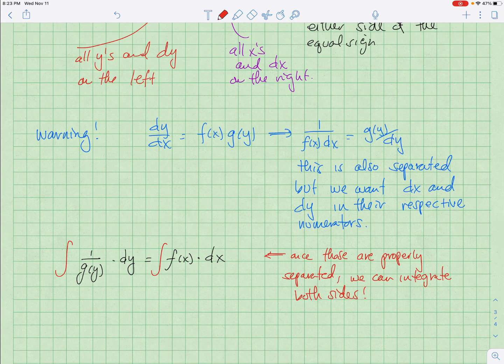And back to this warning. If we try to integrate both sides here, we never integrate with the differential in the denominator. We do not integrate with the dx or dy in the denominator. Ever. Don't do it, man. So that's the reason why you've got to separate them correctly.